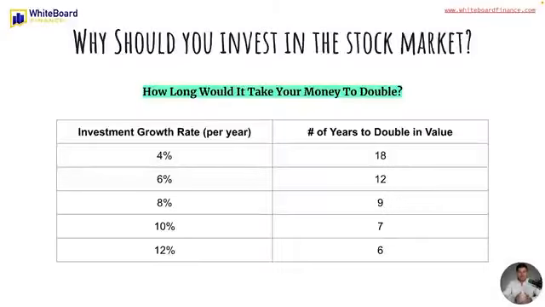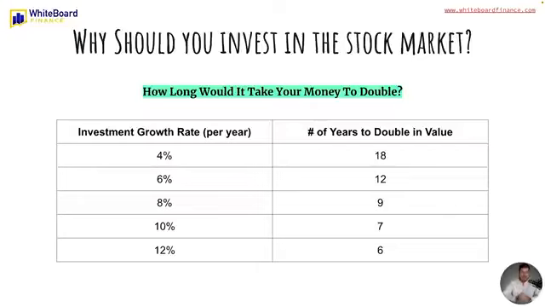So here's a quick fun number that we can play with. So how long would it take your money to double? So on the left column, we have your investment growth rate per year. So if your investments are growing at 4% per year, it's going to take 18 years in the right column for your investment to double. So if you put in 10 grand and your investment is growing 4%, it's going to take 18 years for that 10 grand to turn into 20 grand or $20,000.